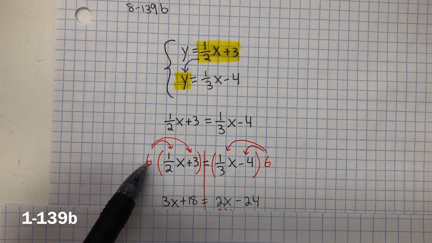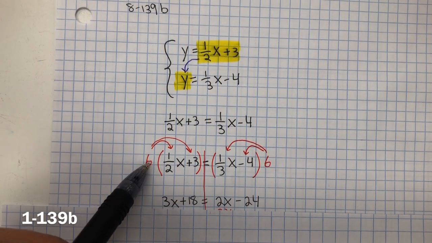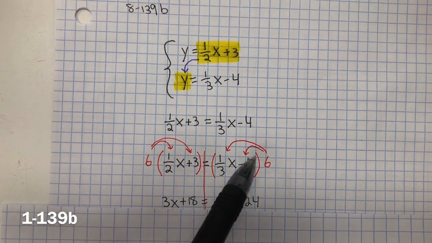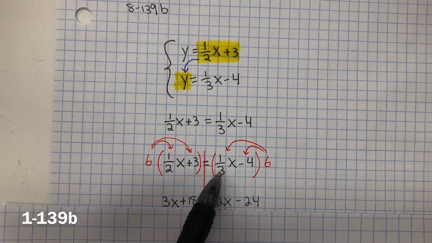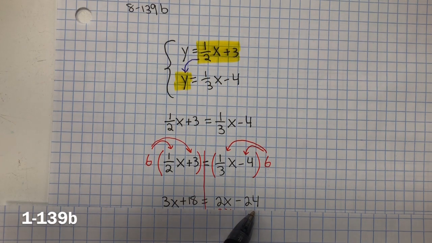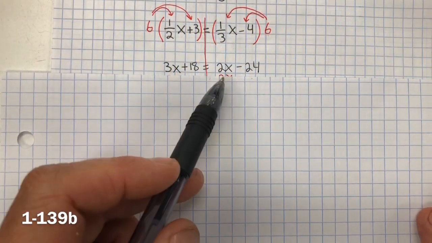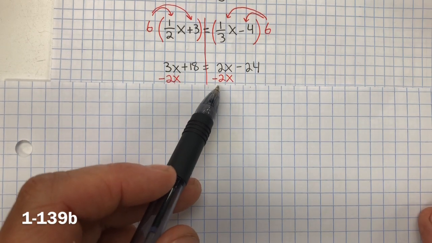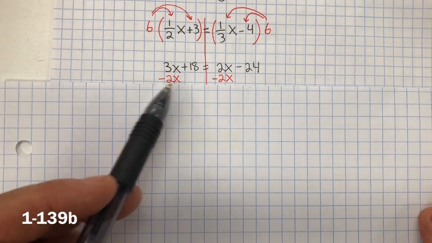And so 1/2 multiplied by 6 is 3, because 6 divided by 2 is 3. 3 multiplied by x is 3x. 6 multiplied by 3 is 18. 1/3 of 6 is 2, because 6 divided by 3 is 2. 2 multiplied by x is 2x. 6 multiplied by -4 is -24. And now we're going to solve. Subtract 2x from both sides. Inverse property of addition is subtraction. Created a zero pair.